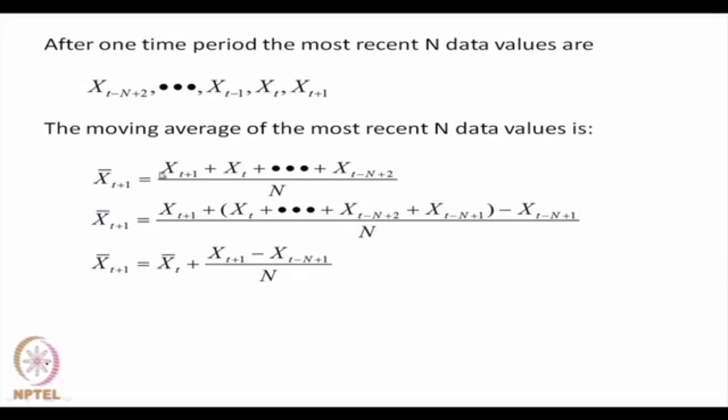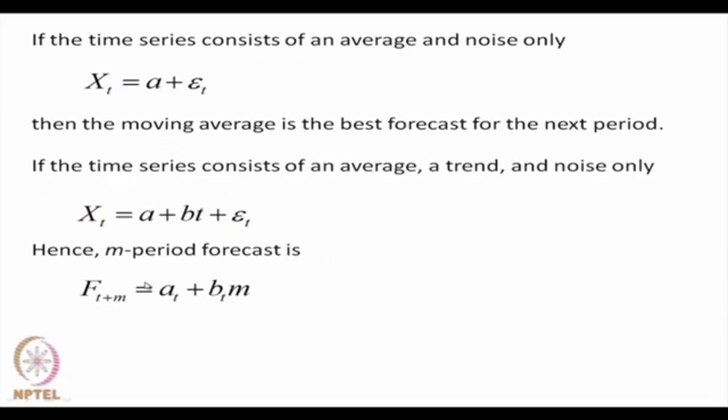However, one does not have to calculate this fresh. x bar t plus 1 is equal to x t plus 1 up to this and minus this. So, you will see that this is nothing but the past average plus the new data that is added minus the old data that was deleted, divided by n. That means you have to remember only the last average value, the one that you are deleting and the one that you are adding. If you know these three data points, you can calculate the new value of x bar t plus 1.